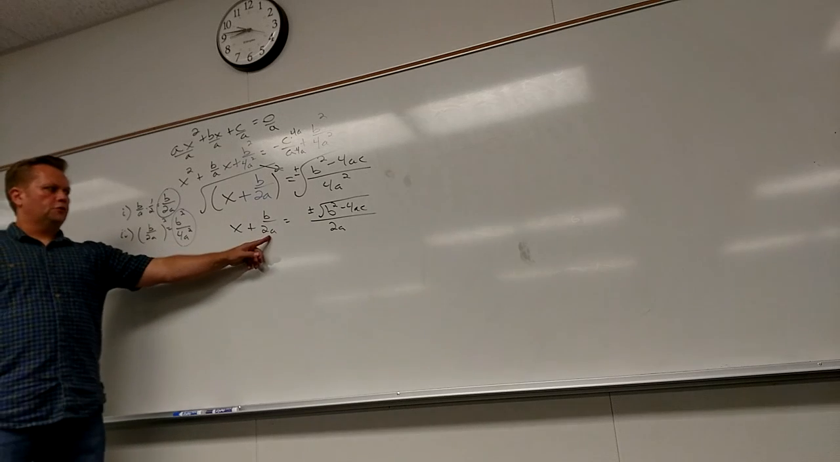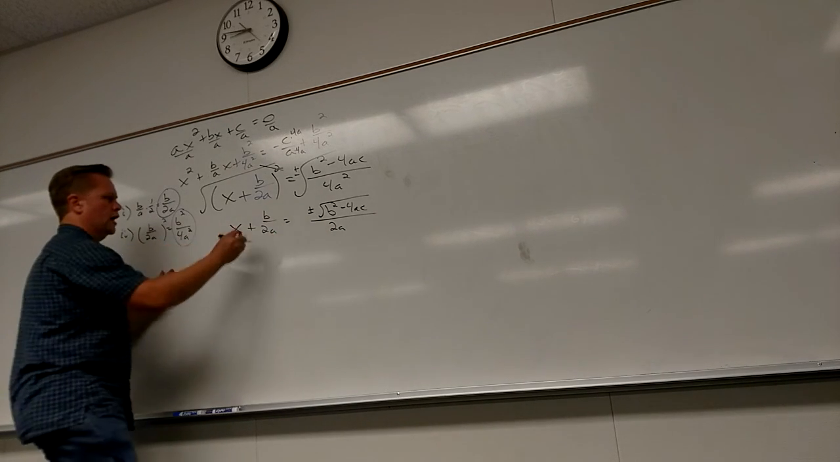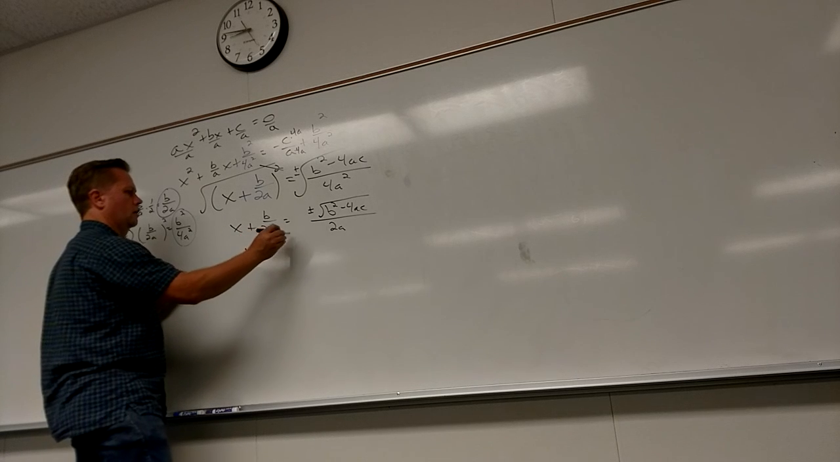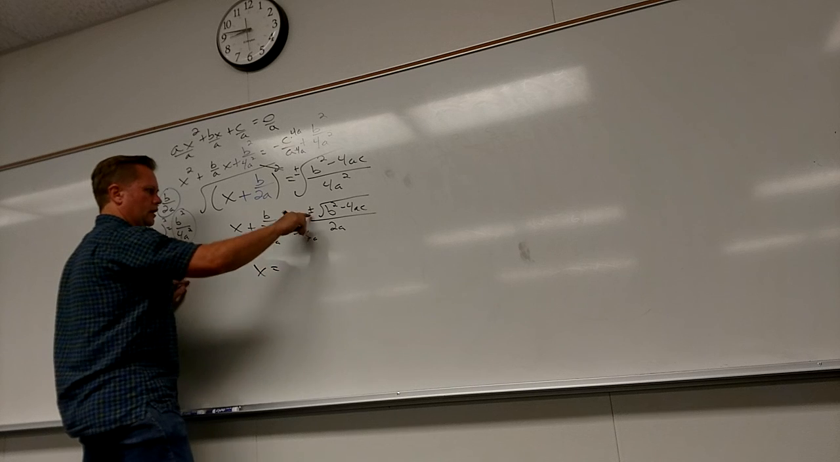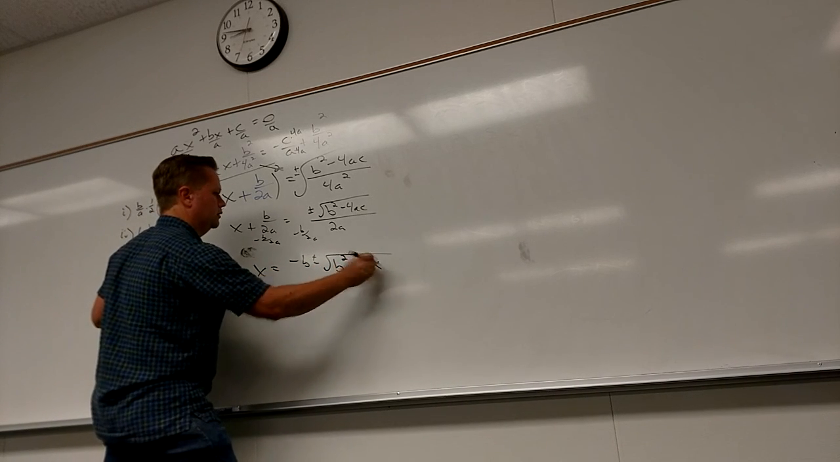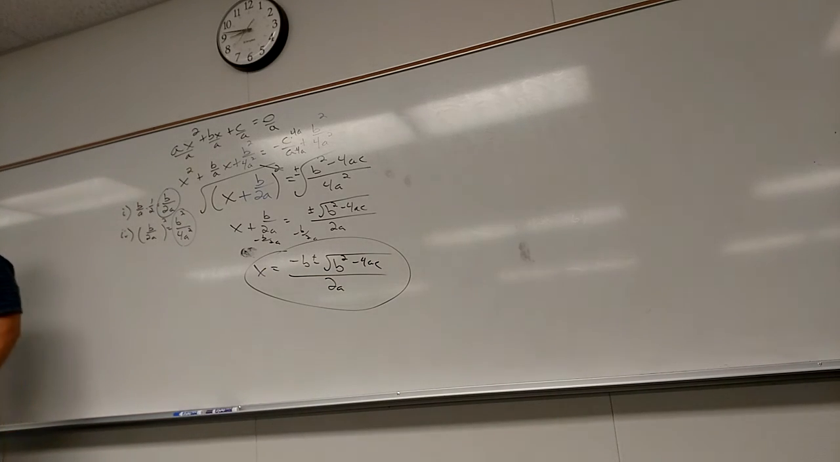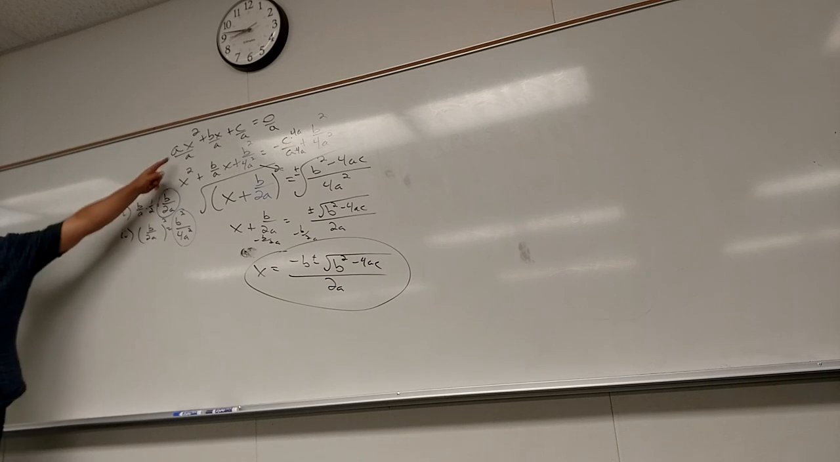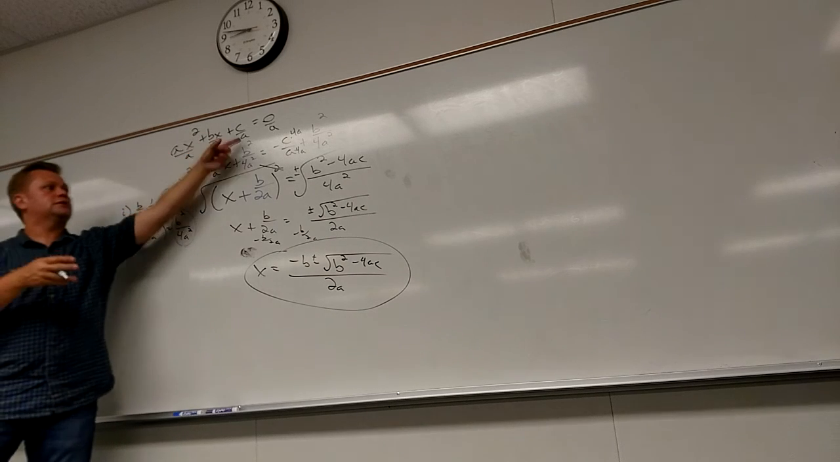And then the last step, of course, see how these already have a like denominator? So if I subtract that over, I get negative b plus or minus the square root of b squared minus 4ac, all over 2a, which of course is the quadratic formula. That's all the quadratic formula is doing: completing the square in the most general situation, because then you can just throw in whatever a, b, and c happen to be.